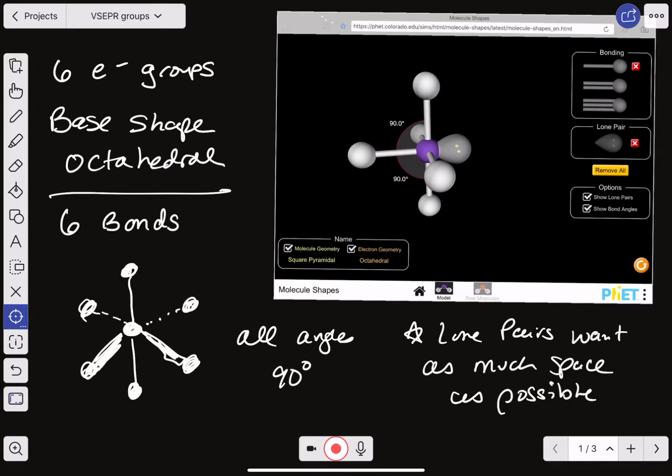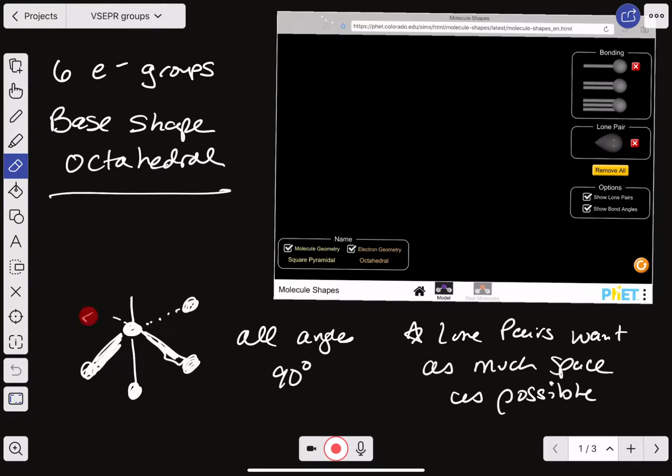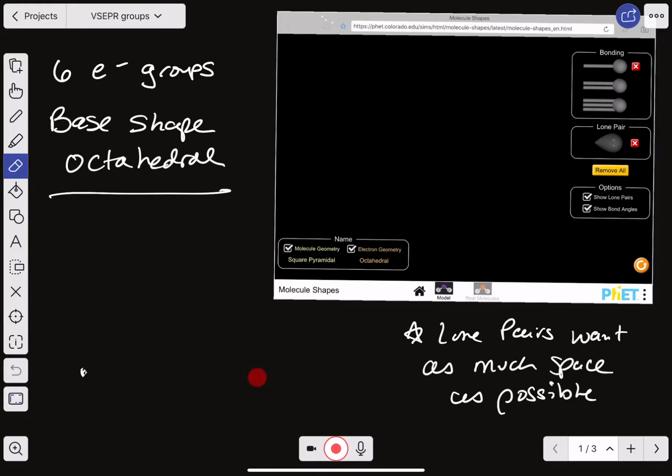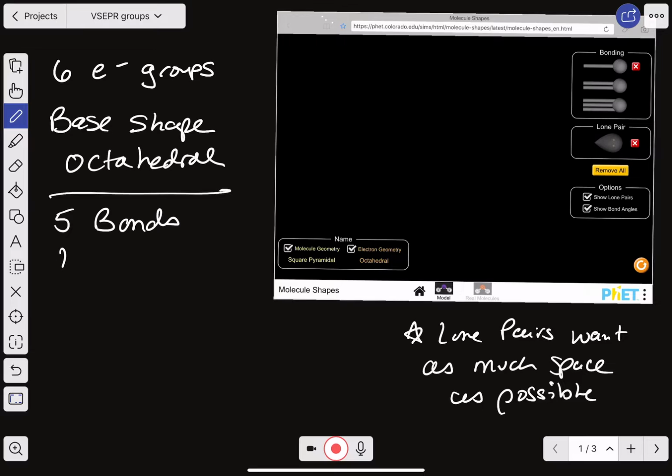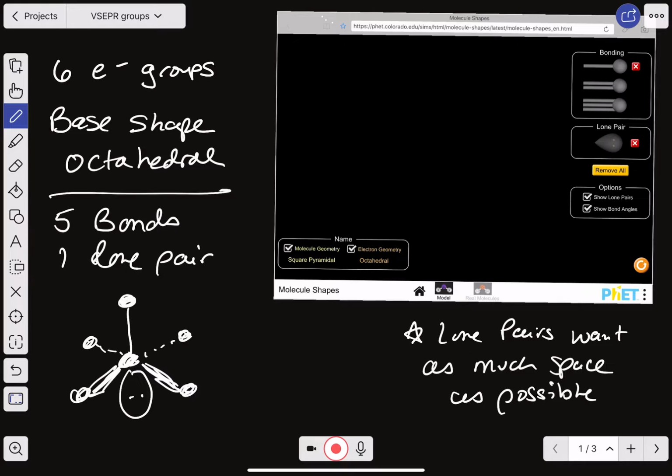And let me go ahead and just erase what I've got here to write things down for you. So we've got that here. So base shape is still octahedral. I'll still have 6 electron groups, but now I have 5 bonds and 1 lone pair of electrons. And what it's going to look like, I'm going to go ahead and draw it. Here's my central atom. Here's one at the top. I'm going to draw it this way. I'm going to put the ones coming out at you and the ones behind, and I'll put the little dots in so you can see there. And then my lone pair is going to be down here.